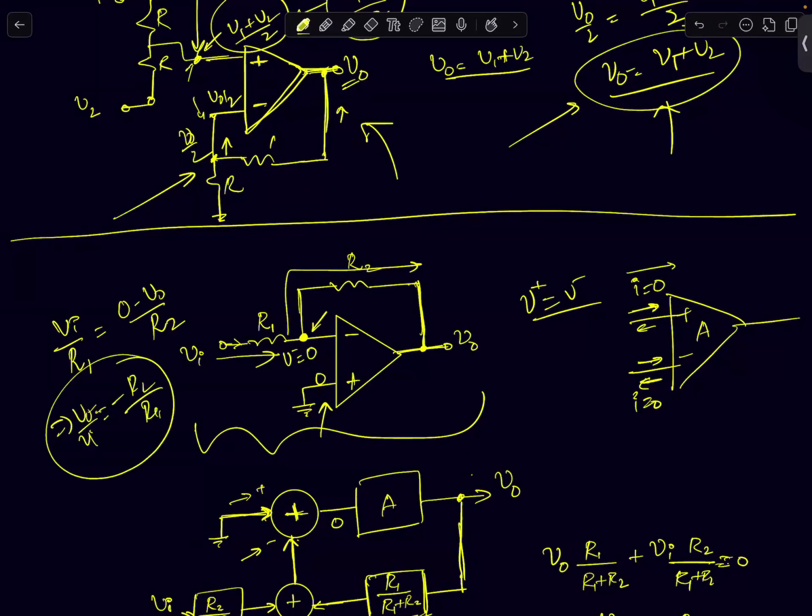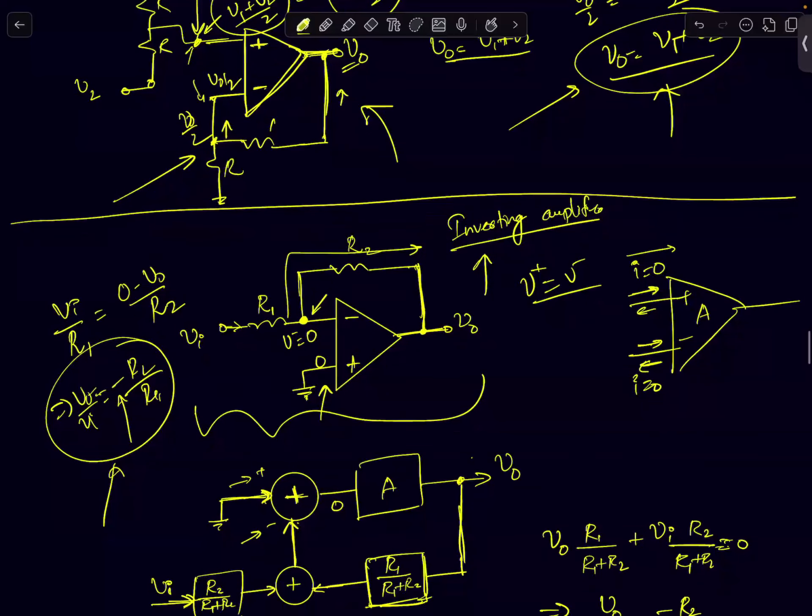So I did a slight modification and connected one terminal to ground. And I put a resistor like this to the non-inverting terminal, and I got a very interesting circuit. A circuit whose gain is minus of, again, the ratio of two resistors, but with a negative sign. So this amplifier is what we call an inverting amplifier.